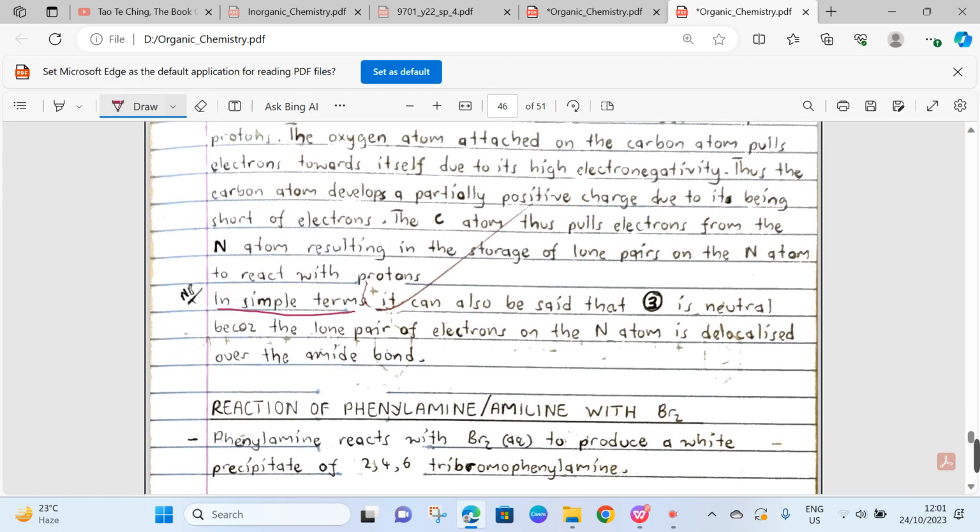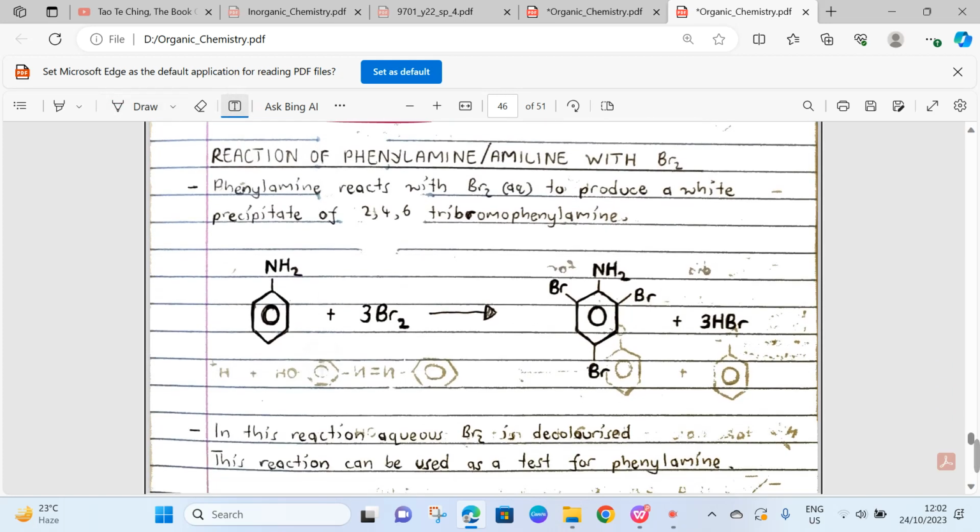In simple terms, it can be said that 3 is neutral, which is the amide, because the lone pair of electrons on the nitrogen atom is delocalized over the amide bond. That's all there is to it. That's all you need to say to make a good impression on this one.